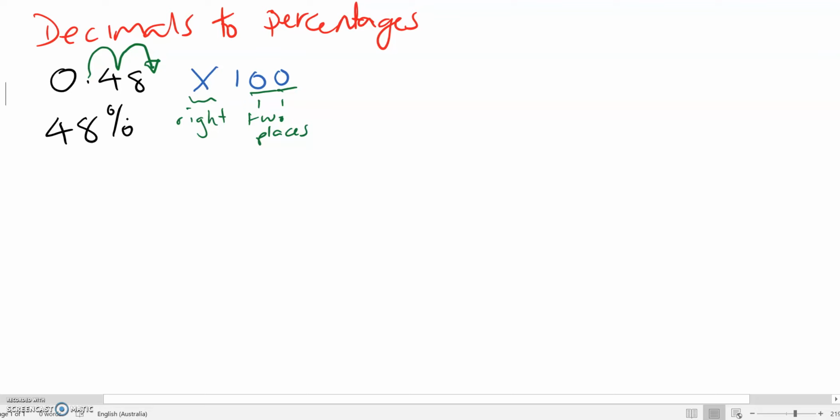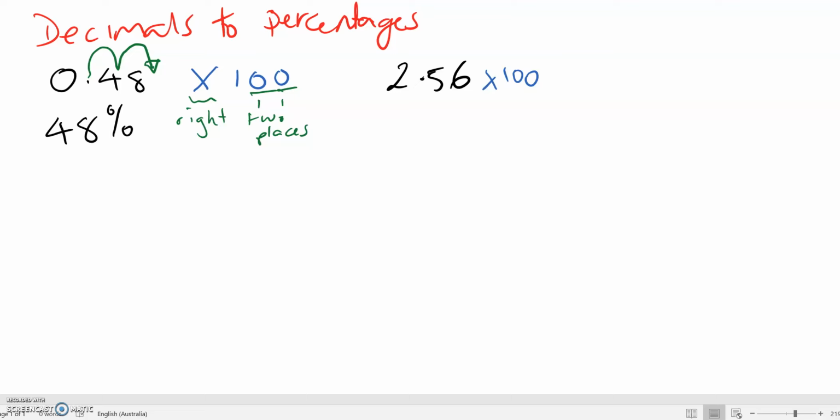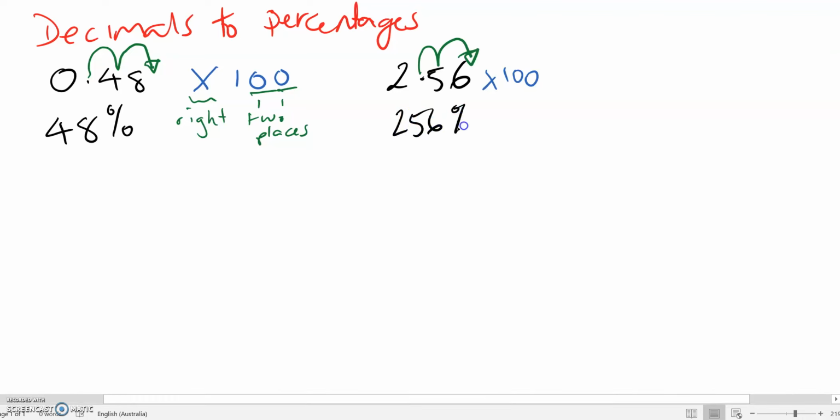Alright, another example, let's say we had a larger decimal number. Let's say 2.56 was our decimal number. Exactly the same process. We're going to multiply by 100. So we're going to pick that decimal point up, move it 2 places to the right, and we end up with 256%. Again, multiply means we're moving right, and 2 zeros on 100 mean we're moving 2 places. Alright, so that one's pretty straightforward.